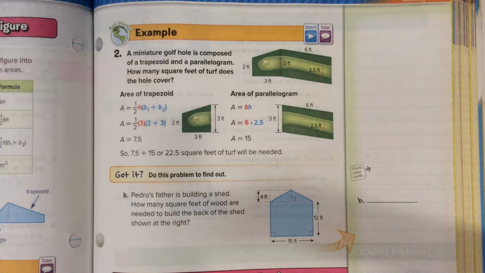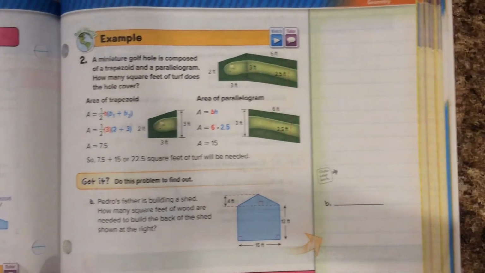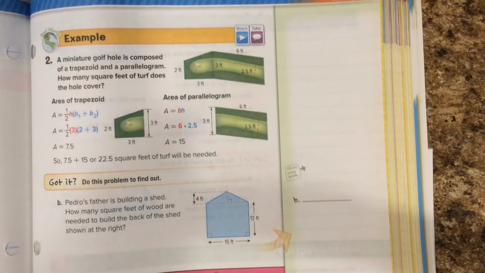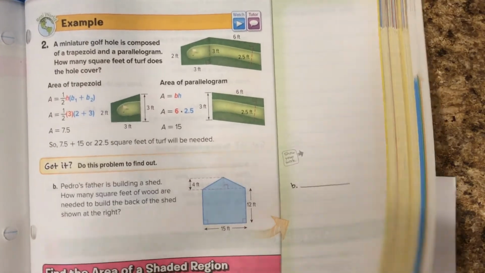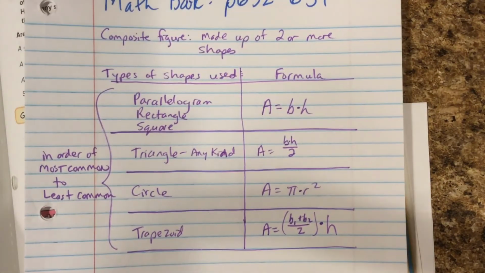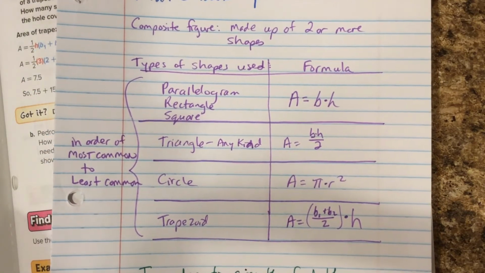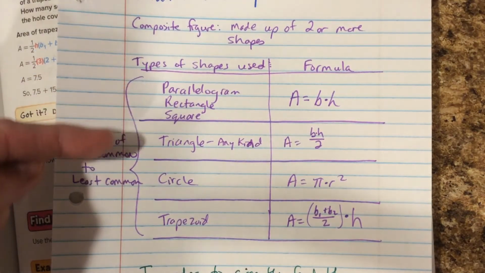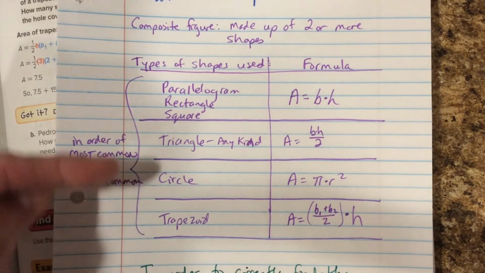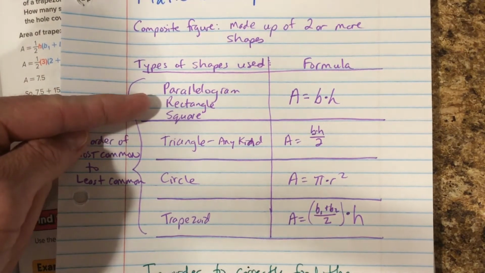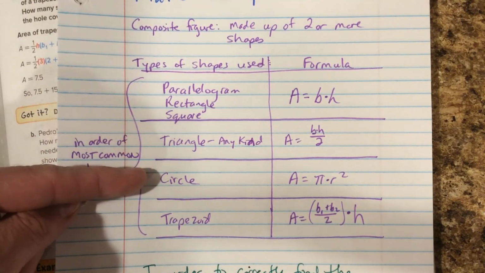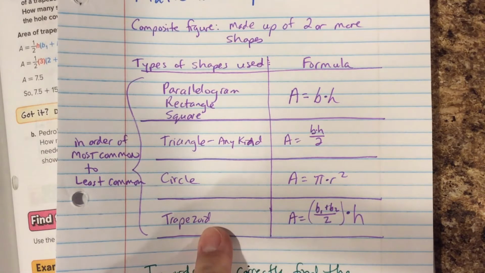We're going to do example B, and we're going to do it actually on notebook paper, because you should have some notes started using the first part that was already on your page. So you'll want to add these 4 formulas to your notes, because these are the most common shapes you're going to encounter. And I listed them in the order of frequency. You're going to see parallelograms, rectangles, and squares used in composite figures more than a triangle and more than a circle. Trapezoids, you are not going to see that often in real life.